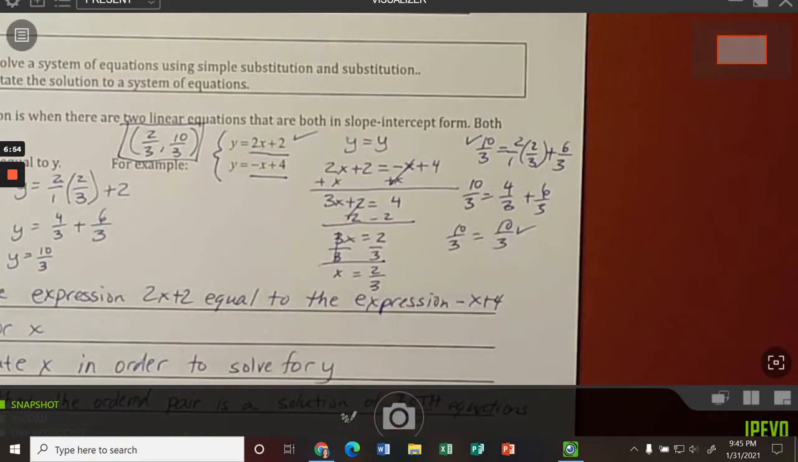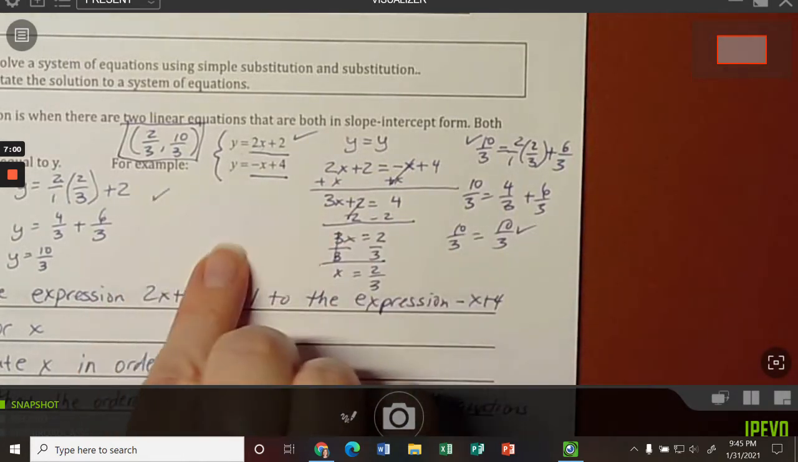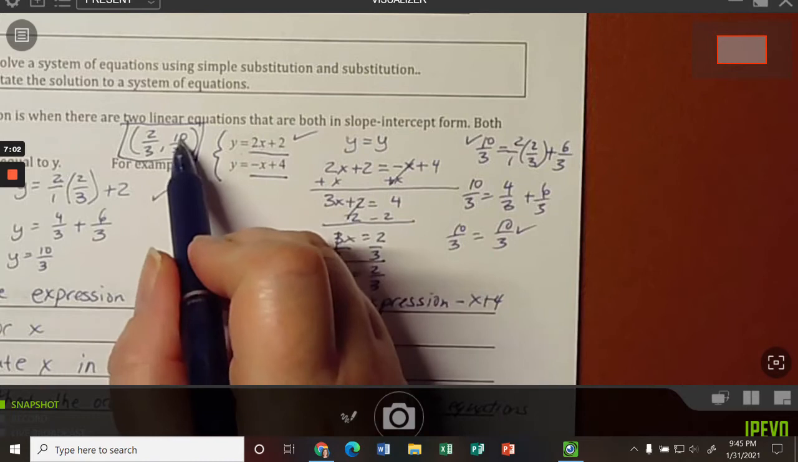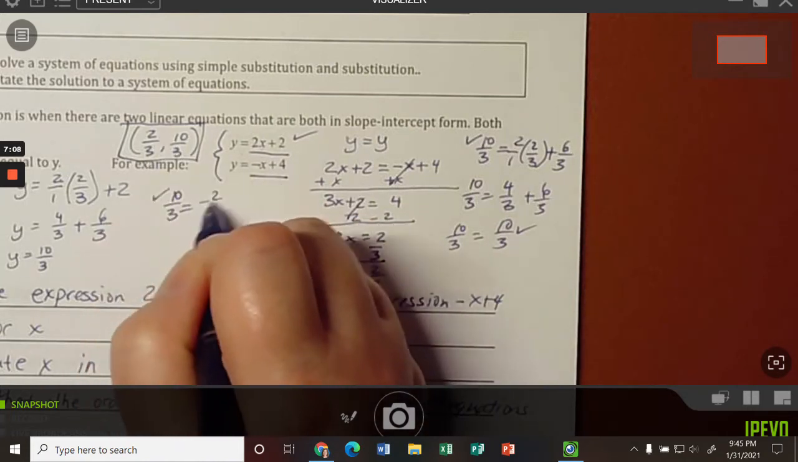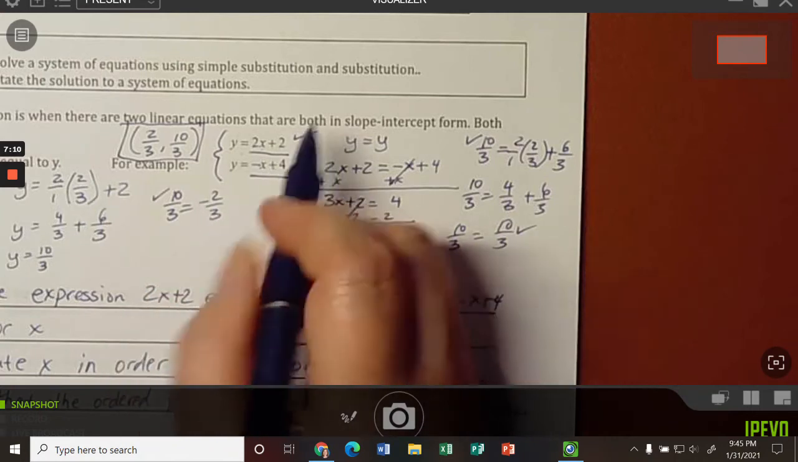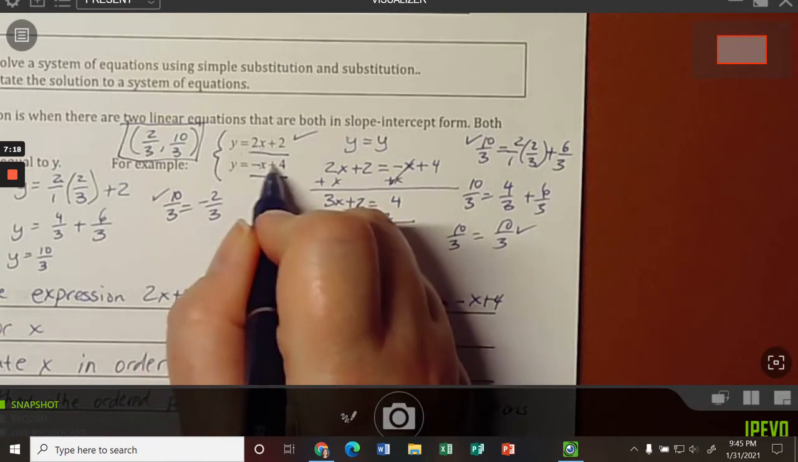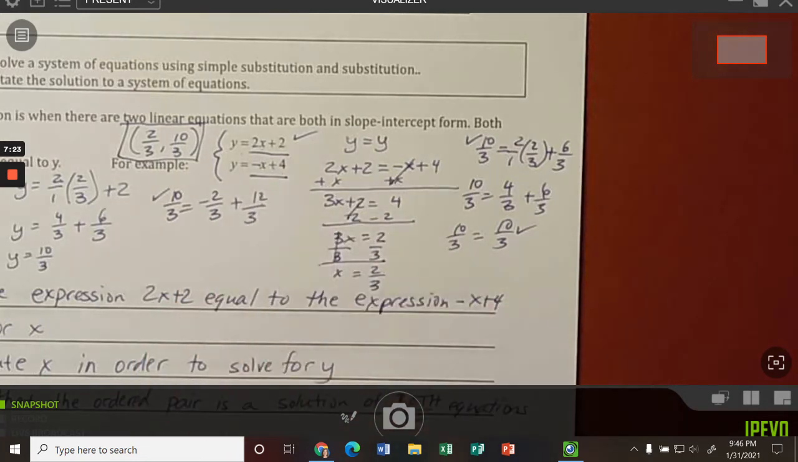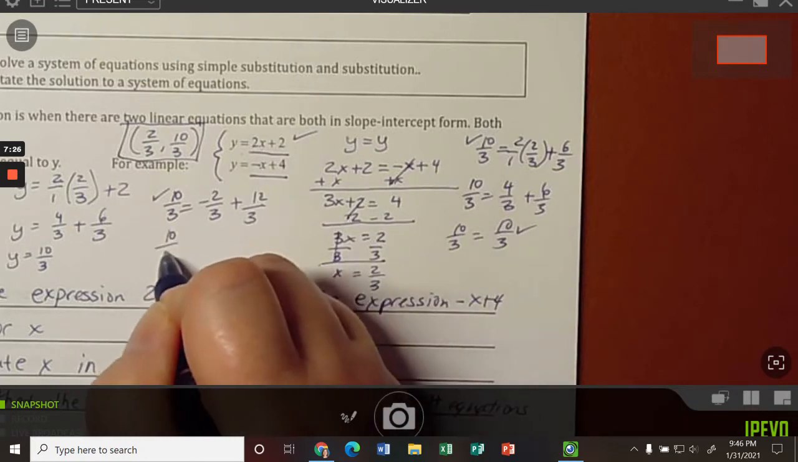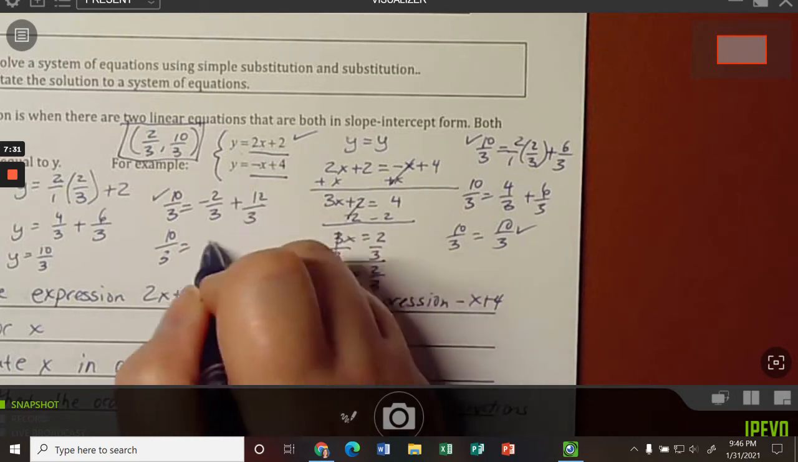And then it also has to work in the second equation. So I'll just do that check step right here since I have a little bit of space. Instead of y equals, I will say 10/3 equals, instead of negative x, I'll say negative 2/3 and then plus 4. But I see that I need a common denominator. So 3 times 4 is 12, so instead of saying plus 4, I'll say plus 12/3, because 12 divided by 3 is equivalent to 4. And then bring down the 10/3 equals, and then negative 2/3 plus 12/3 is 10/3.